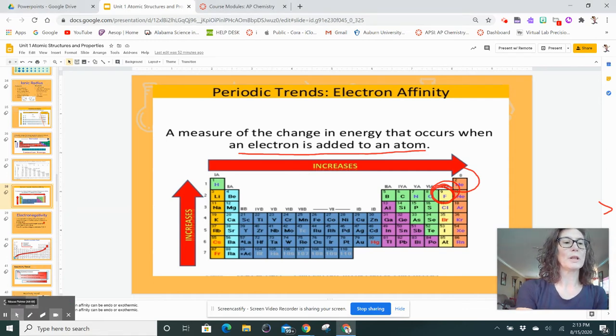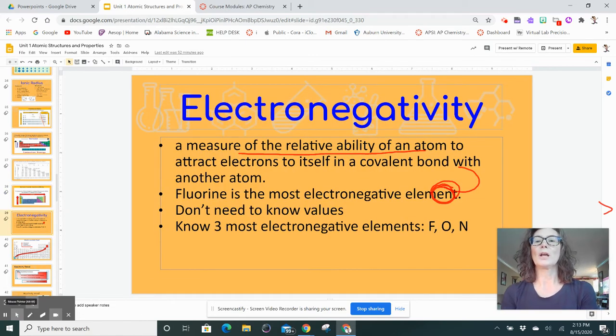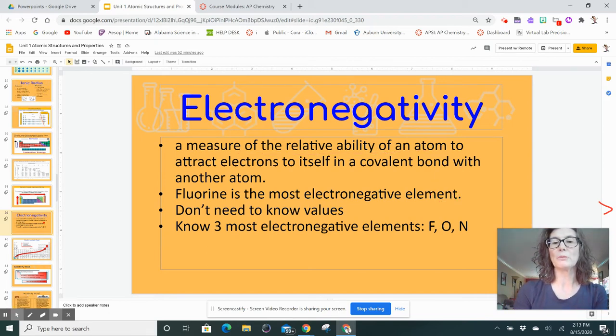Let's look at the term electronegativity. Electronegativity is just the relative ability of an atom to attract an electron to itself. So fluorine is your most electronegative element. It really wants to add one more electron. The three most electronegative elements that you need to know are fluorine, oxygen, and nitrogen.